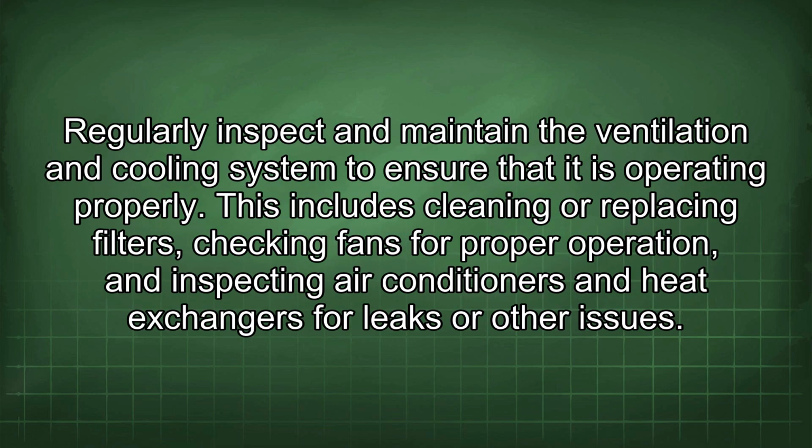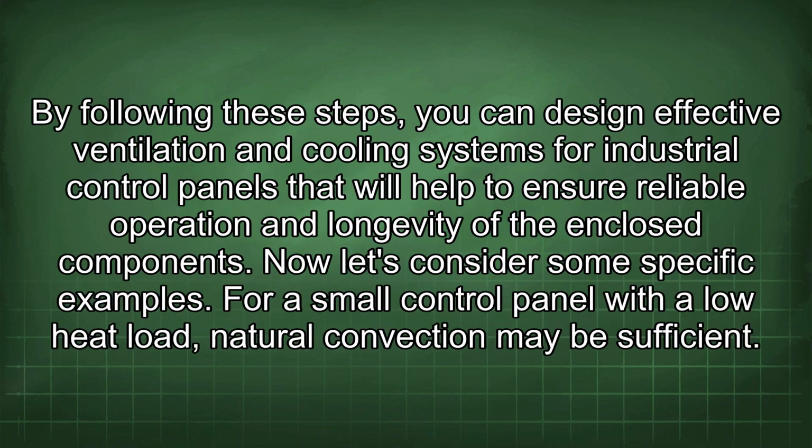Regularly inspect and maintain the ventilation and cooling system to ensure that it is operating properly. This includes cleaning or replacing filters, checking fans for proper operation, and inspecting air conditioners and heat exchangers for leaks or other issues. By following these steps, you can design effective ventilation and cooling systems for industrial control panels that will help to ensure reliable operation and longevity of the enclosed components.